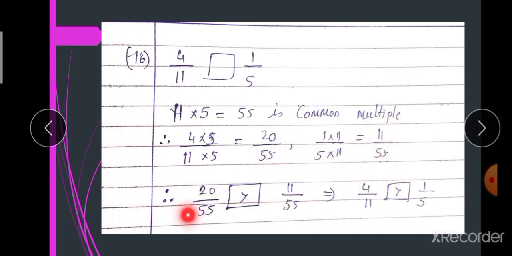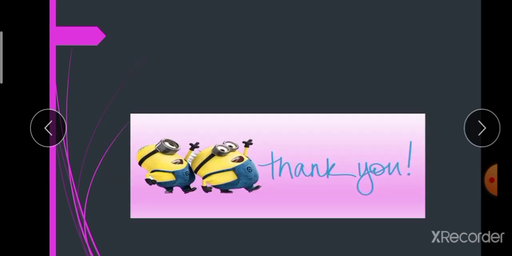Now here the denominators are both the same. Comparing the numerators, 20 and 11, 20 is greater than 11. Therefore we can say that 20 upon 55 is greater than 11 upon 55, or I can say that 4 upon 11 is greater than 1 upon 5. Here this exercise is completed.